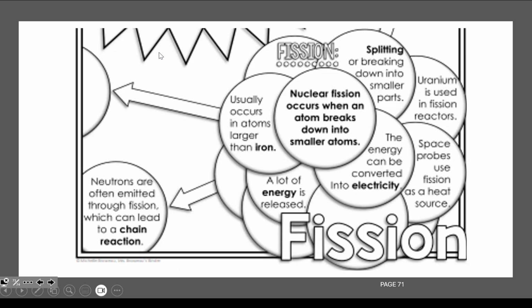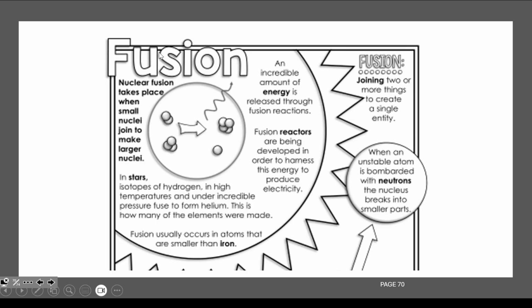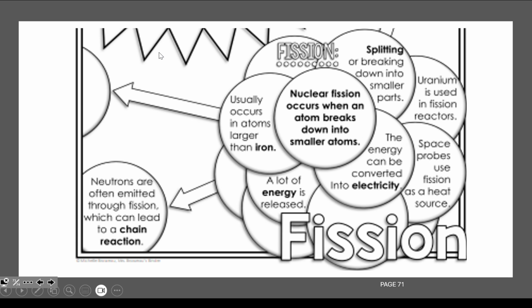Okay, so let's talk about fission. Fission reactions are when atoms split apart and break down into smaller parts. Nuclear fission is when we get a nucleus breaking down into smaller atoms. This usually occurs in atoms larger than iron. If you scroll back up for a second, a lot of times we get unstable atoms bombarded with neutrons, and that's the thing that gets it going, primes the pump, so to speak.